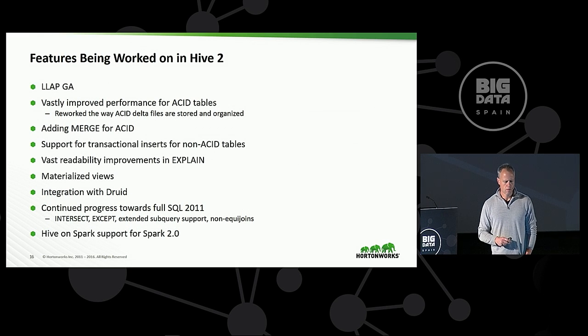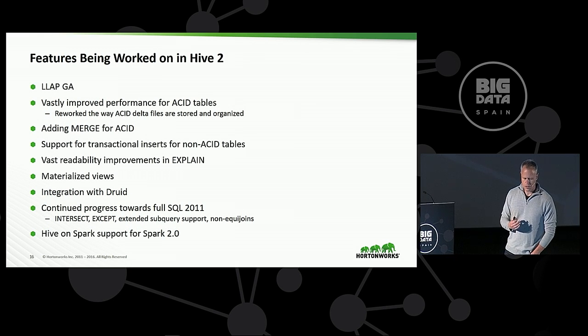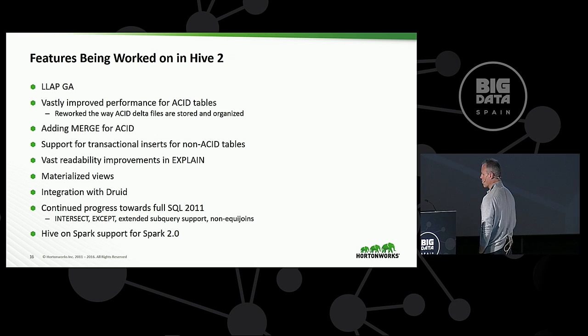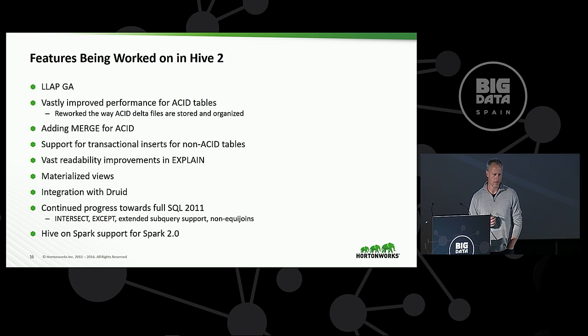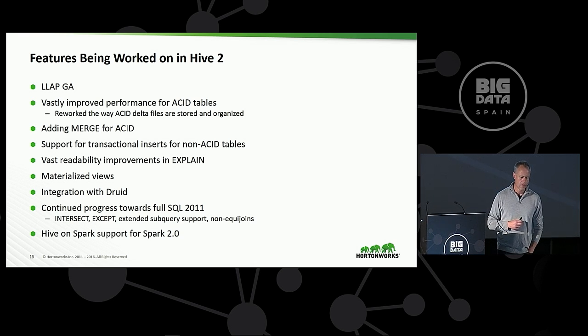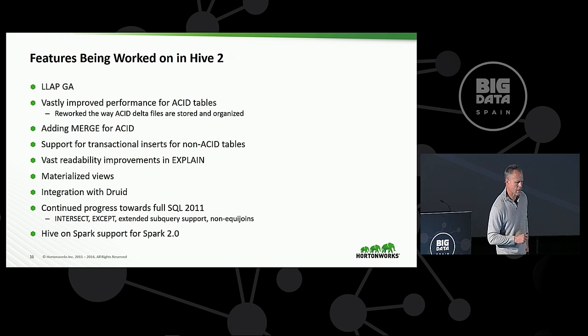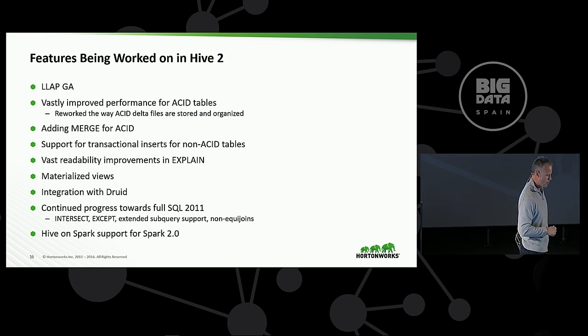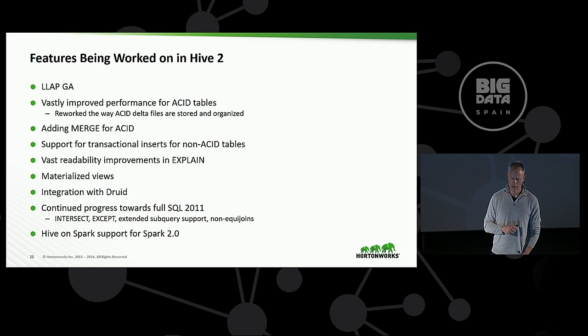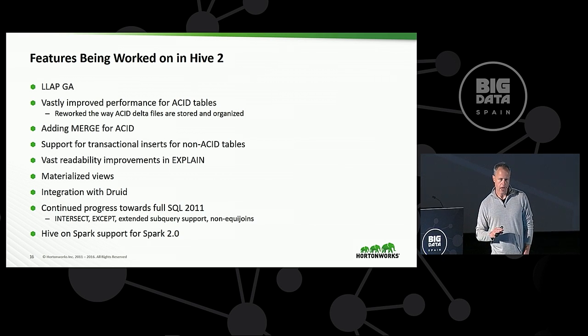I want to finish up with just some hints at what's being worked on now in Hive 2. What are people focusing on? There's a lot of exciting areas, actually. There's a number of things going on. LLAP is being hardened for GA, so that's one of the big ones. There's a lot of work going on in the transaction/ACID space.